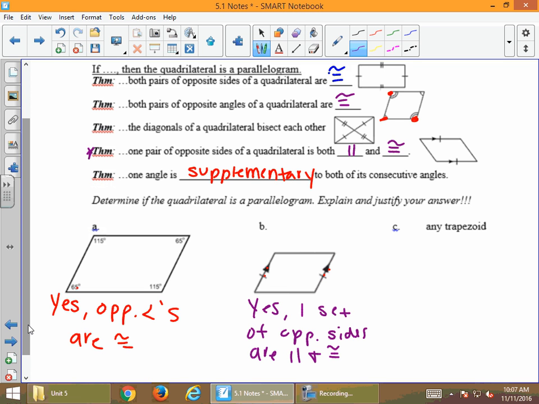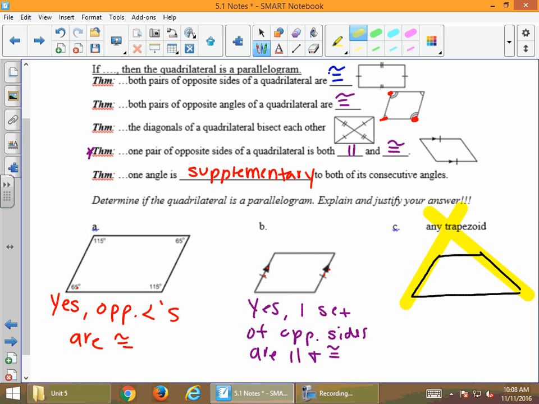How about C? Any trapezoid? Is that a parallelogram? It's a quadrilateral, you are correct. But is it a parallelogram? Why? Let's draw one. Sometimes we can have a visual. So remember, a trapezoid has a small top and a larger bottom base, and the sides slant. Is that a parallelogram? Why? Yeah, very good. If you extended these sides, so I'm going to extend this side, and I'm going to extend this side, what would eventually happen to them?